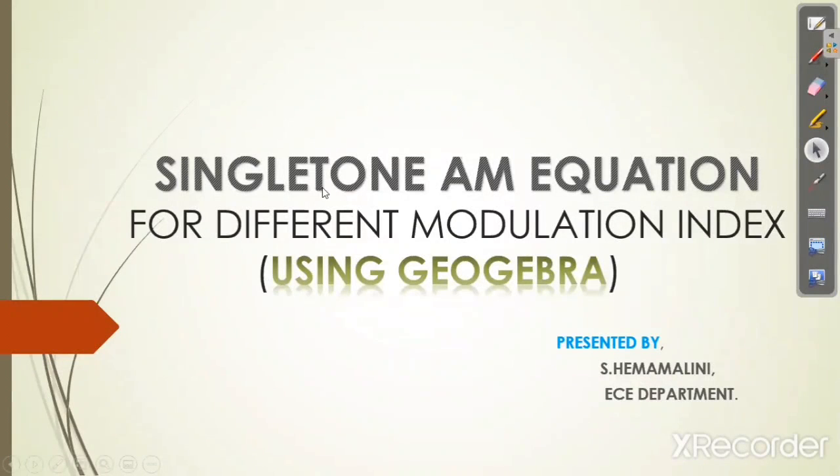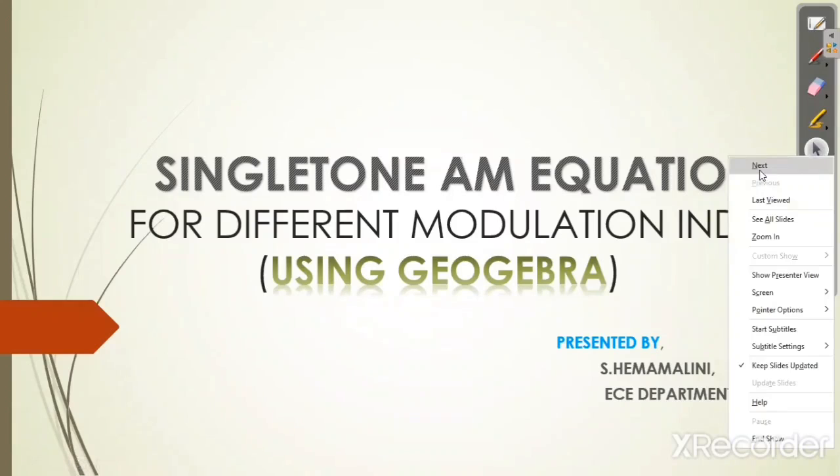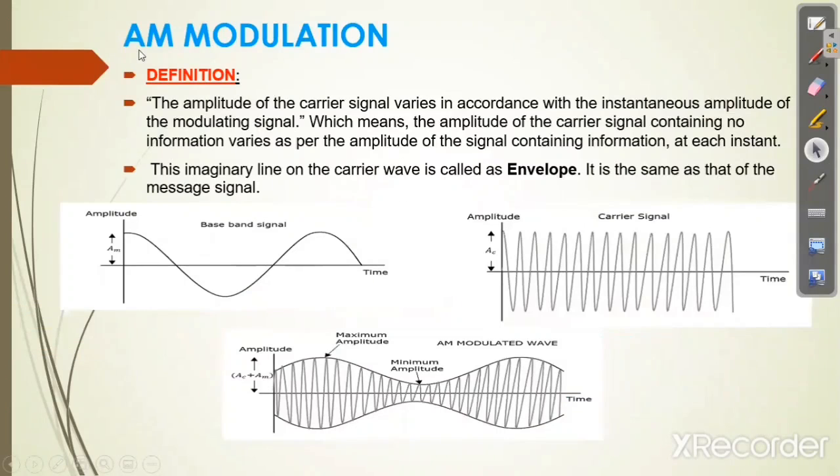Hello everyone. In this video, we are going to see the single-tone AM equation for the different modulation index, and how we are going to generate this equation using a platform called GeoGebra. In our previous video, I explained the terms AM modulation and modulation index, and how to use the GeoGebra platform. So in this video, we quickly refresh this concept.